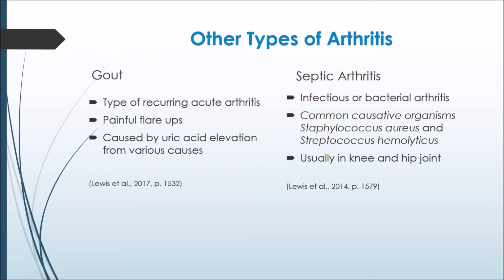In septic arthritis, infectious or bacterial arthritis is caused by microorganisms invading the joint cavity, either from the bloodstream, from trauma, or from surgery. Staphylococcus aureus and Streptococcus hemolyticus are the most common causative organisms involved in septic arthritis, and the knee and hip joints are the most frequently involved.